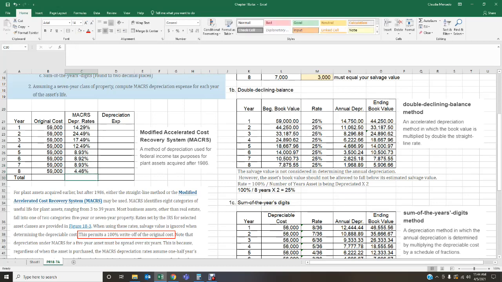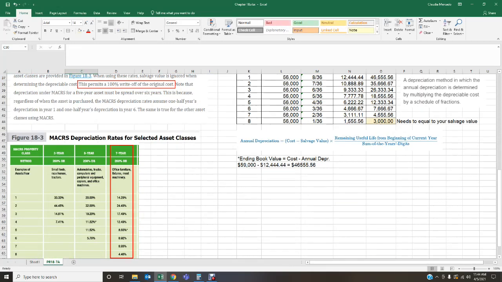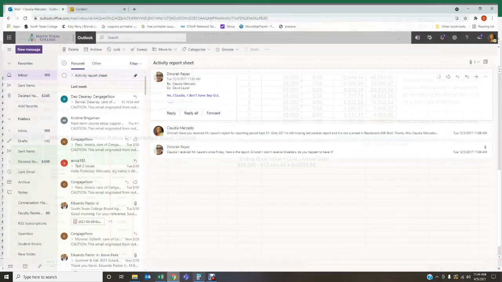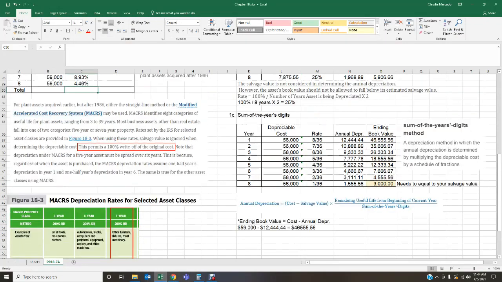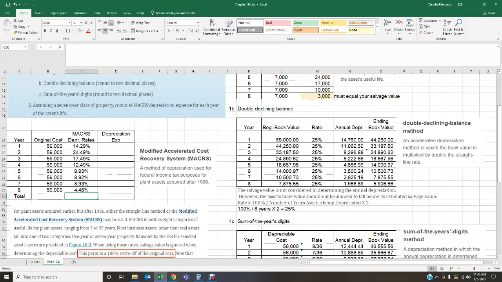And where am I getting those numbers? From figure 18.3, and we are using the 7-year table. Now be careful because on your homework you might have the 3-year, the 5-year, whatever the case might be. But these are the rates that you're going to be using, okay? So I copied this information over here on top, okay?